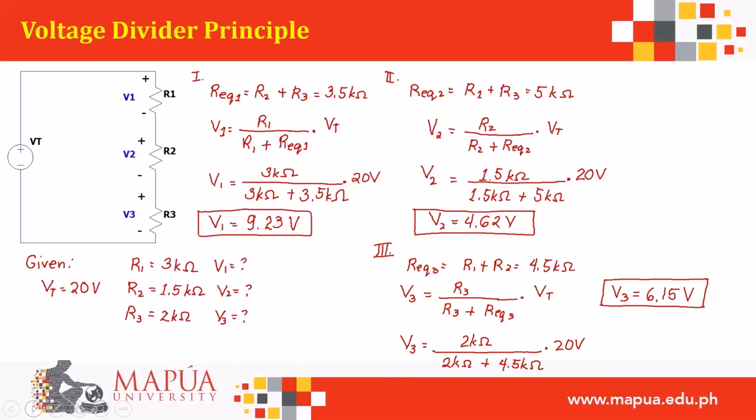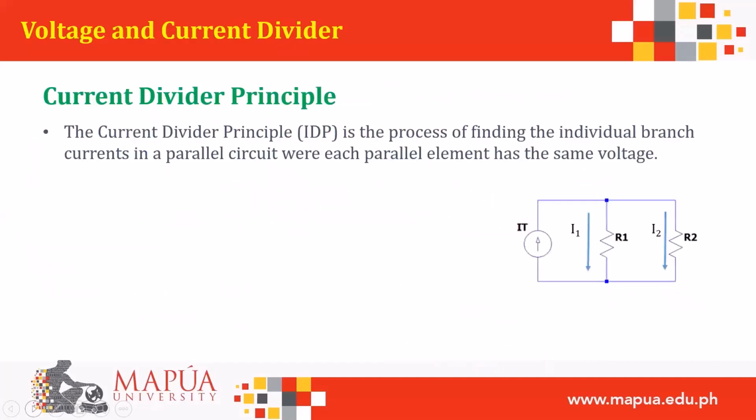So that is how you apply the voltage divider principle. You use it to get the voltage drops across each resistor in series without getting the current. Okay, so that was mind blowing, getting the voltage without current. That's so smart. So how about the current divider principle? Let's go to the current divider principle.